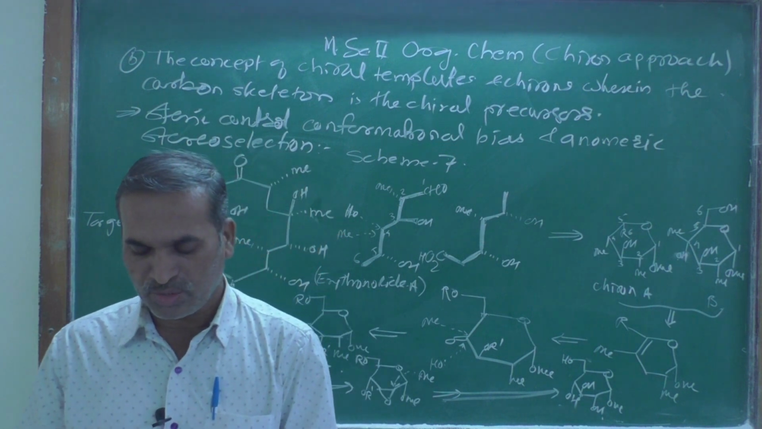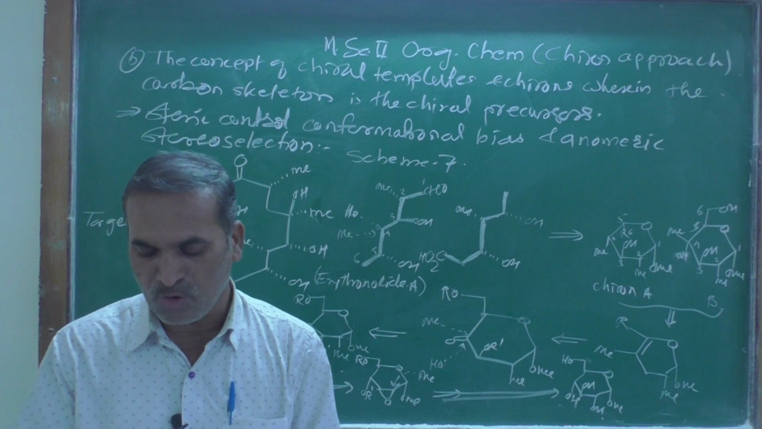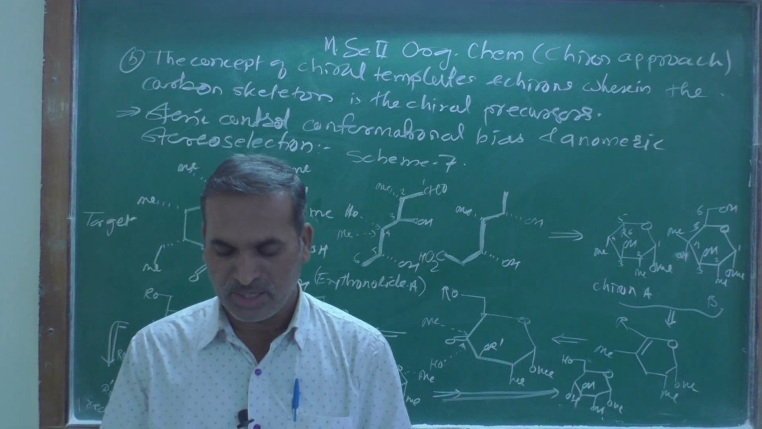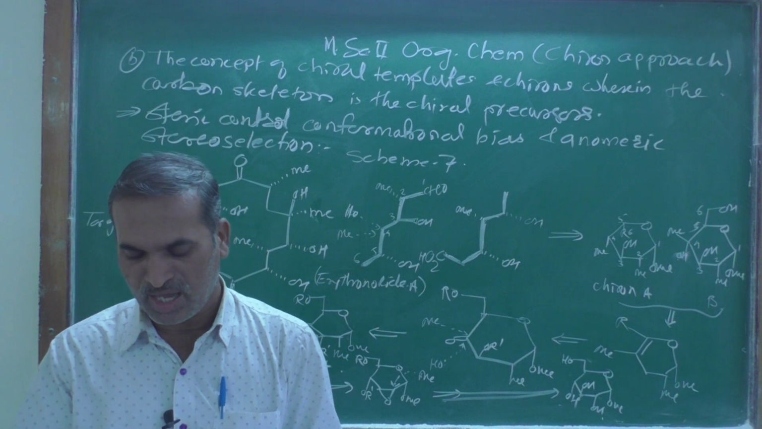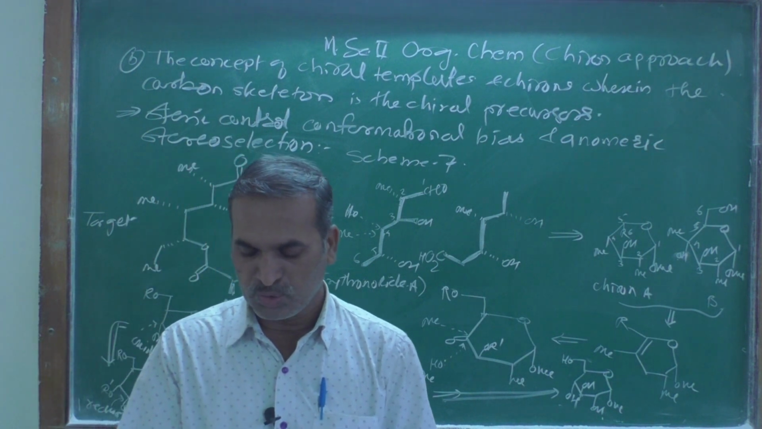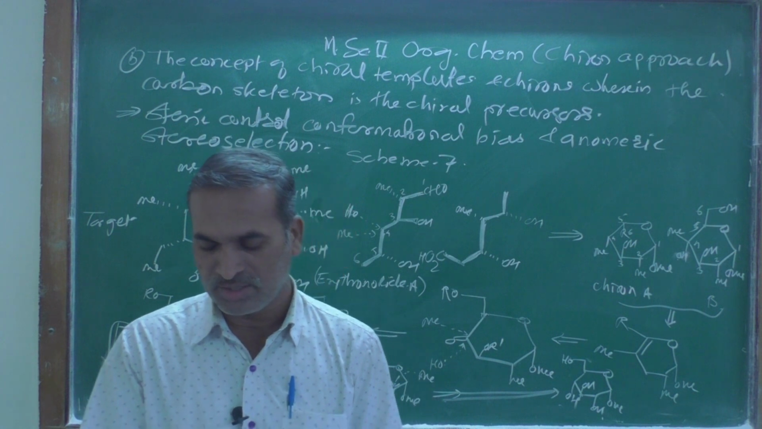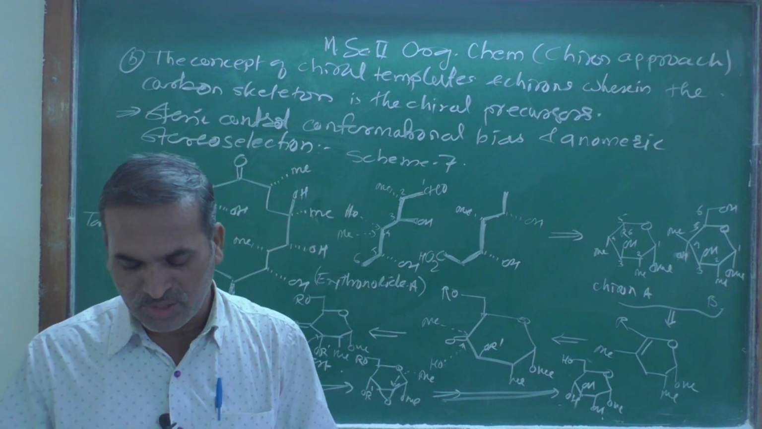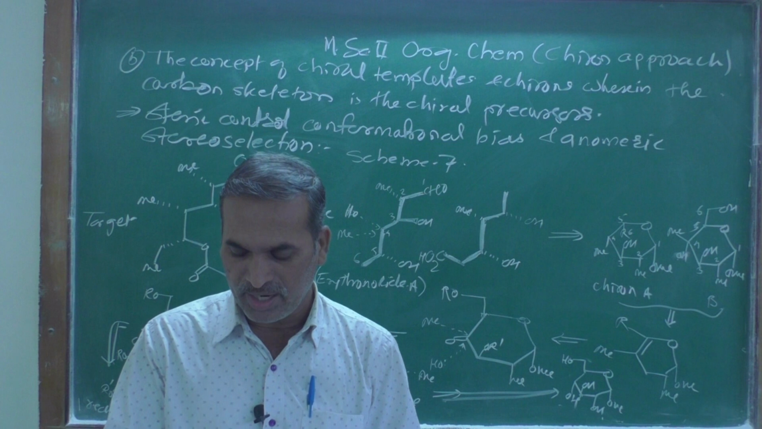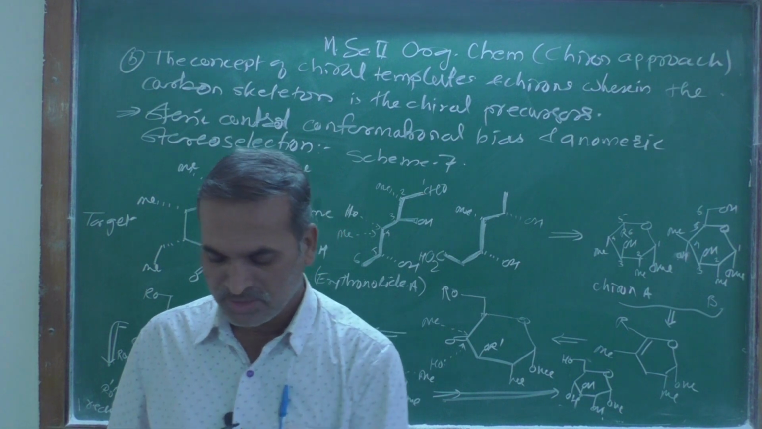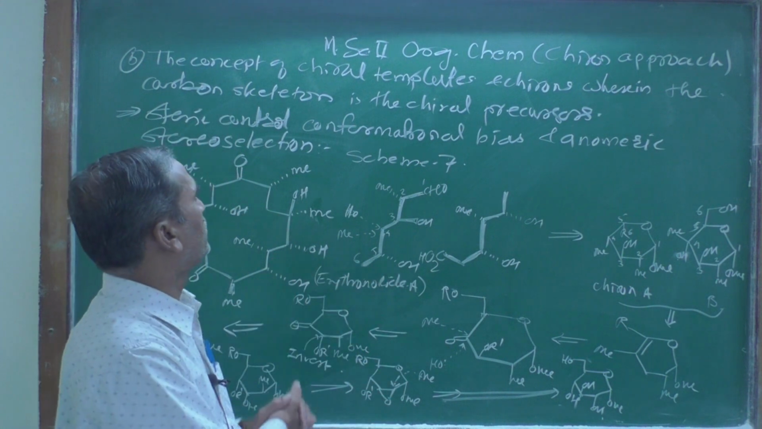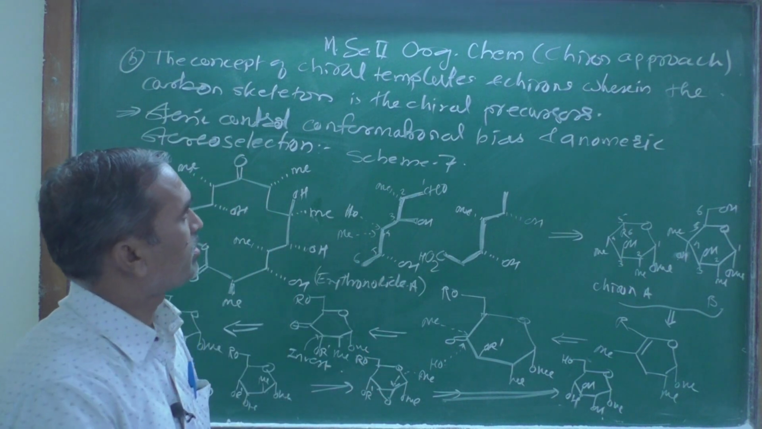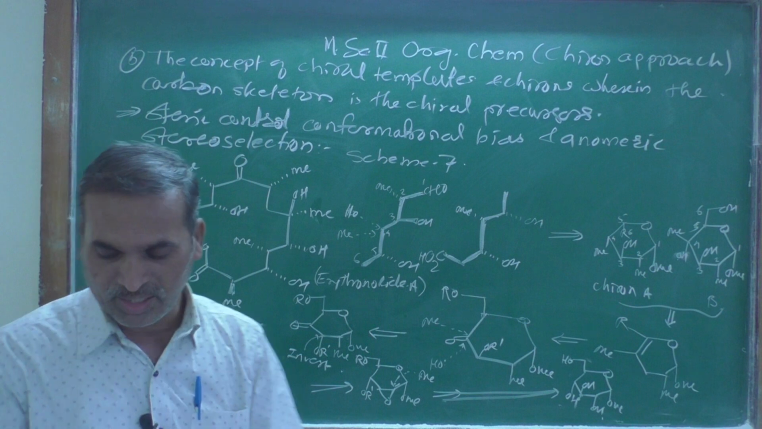The 4-keto derivative serves as a pivotal intermediate for both chirons A and B, which in turn are converted to a cyclic equivalent, chain extended and eventually linked to provide the carbon skeleton of the target. So this is all about steric control, conformational bias and anomeric selection.